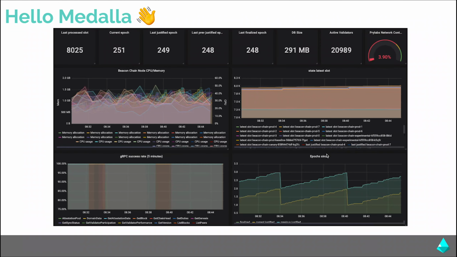So hello, Medalla. So this is a screenshot I took before recording this, and as you can see, Medalla has been going great. It's about 8,000 slots, 250 finalized epochs, and we only run about 3% of the network. But yeah, I'm just really happy this is going really great.